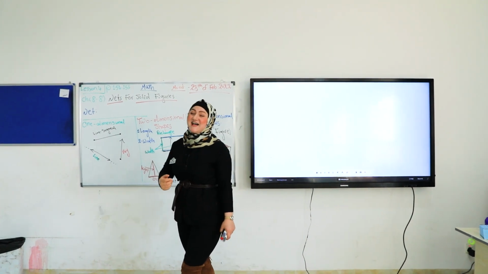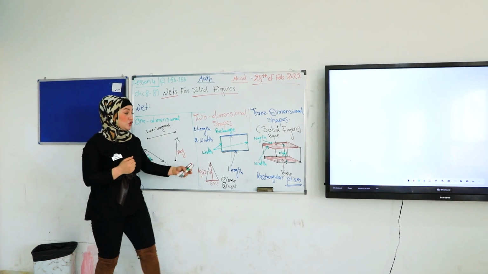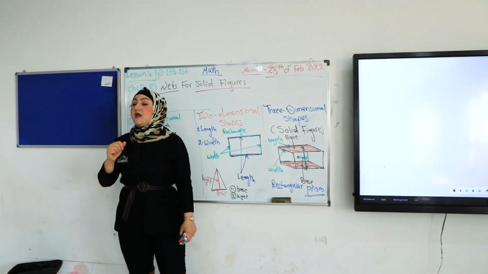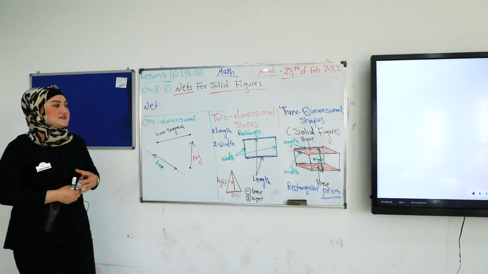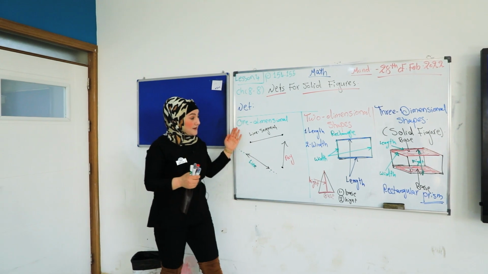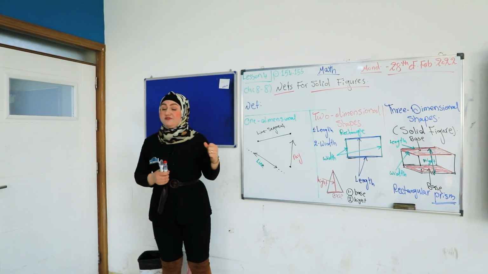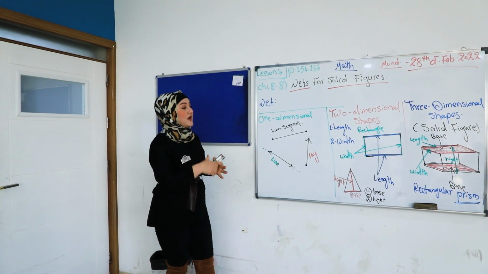Clap for him. It has two bases. Because of having two bases, that's why it could be called a prism. Now you might ask me, Ms. Dewan, what is the pyramid? Before going to talk about pyramid, let me review this one to you, and then after that we will be talking about the pyramid.